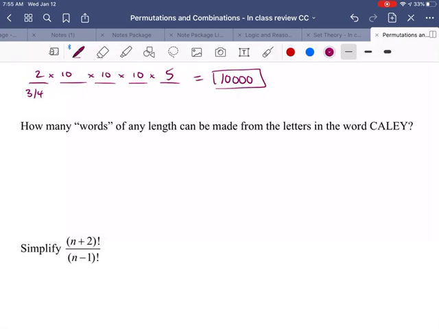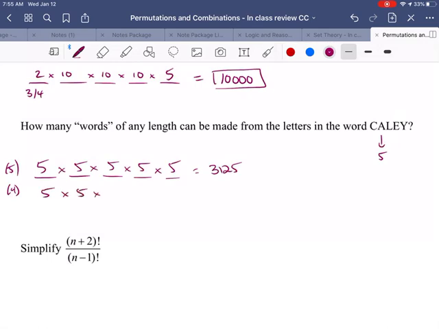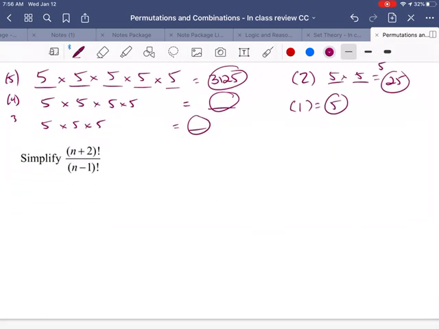How many words of any length can be made from the letters in the word Kaylee? All right, well, there's 5 choices. So any length. You have 5 choices times 5 times 5 times 5 times 5. That's going to be the 5-letter ones, so that comes out to 3,125. And then following the same pattern, for 4-letter words you're going to have 5 times 5 times 5 times 5, and you're going to get a number. And then 3-letter words, 5 times 5 times 5. You're going to get a number. 2-letter words, 5 times 5, that one's 25. And a 1-letter word would be 5. So then you would go and add up all those numbers, and I'll let you do that one.